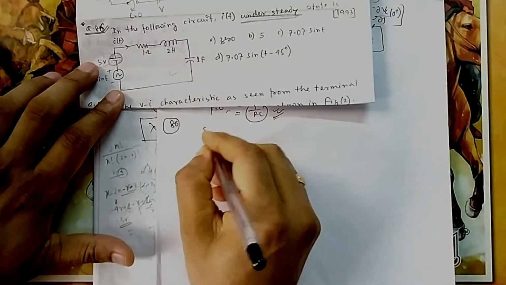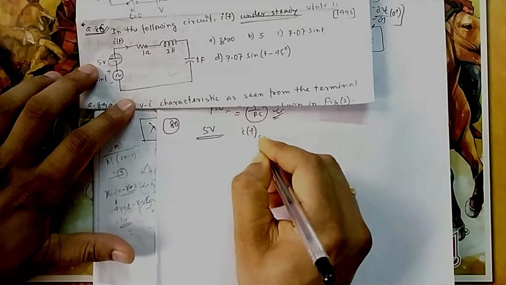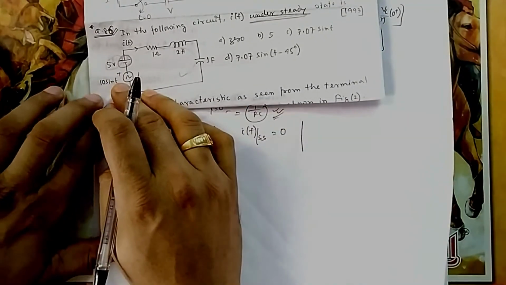So I am applying steady state condition superposition. So for 5 volt, IT at steady state is equal to 0. Now I have to think of this only. This is sinusoidal, because it is alternating.